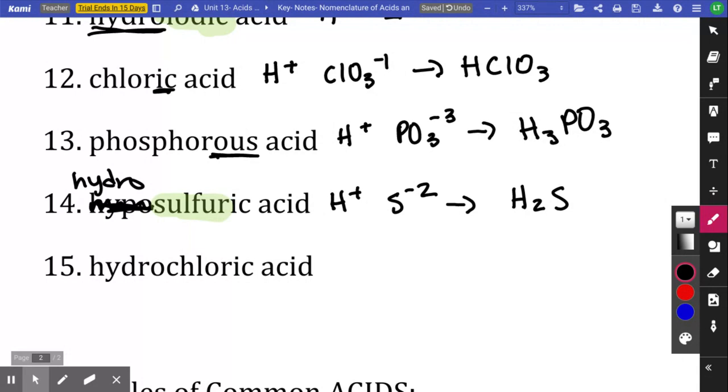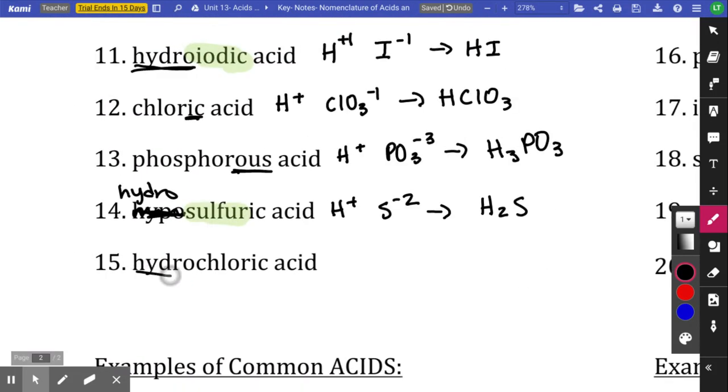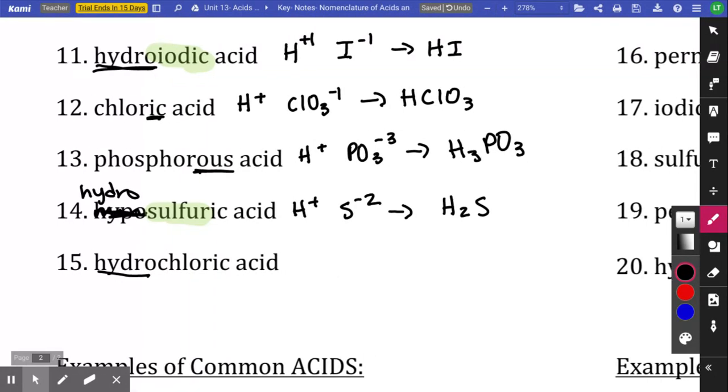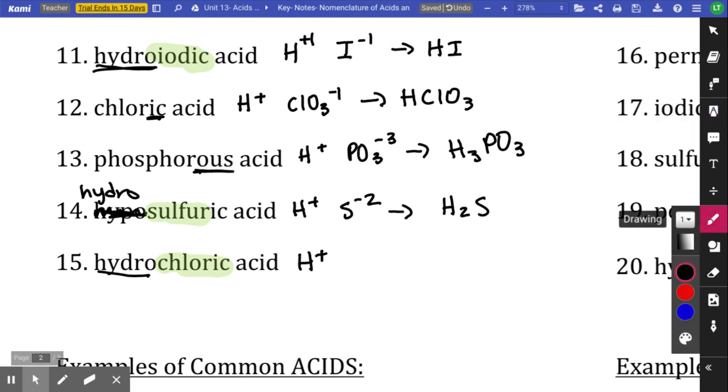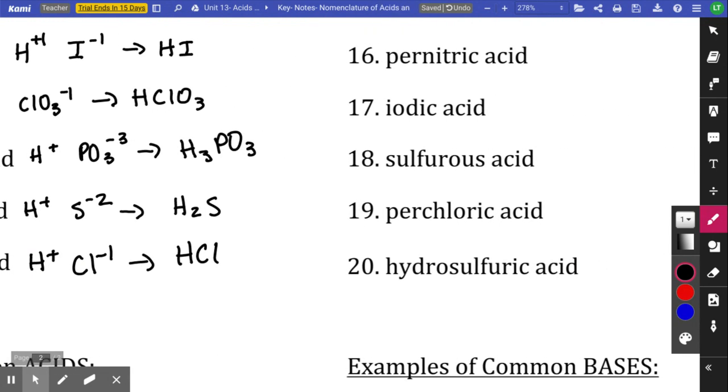All right. And then finally, one more, hydrochloric acid. Again, it starts with that hydro, so it's binary. It's an acid, so we know it's going to start with H. The second part of that is that chlor right there. So that tells me it's chlorine because it's binary. So it's going to be H and then Cl -1. So when we swap, drop, reduce, we end up with HCl.